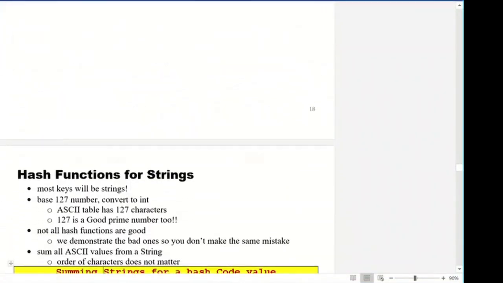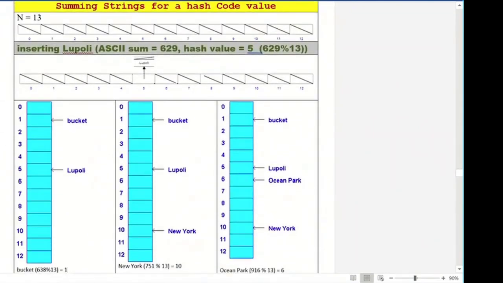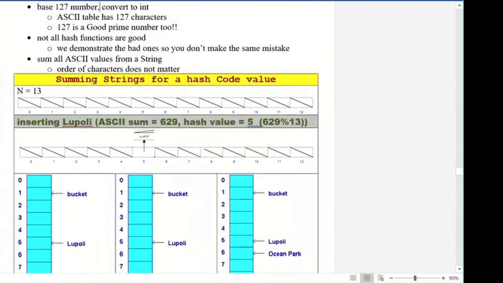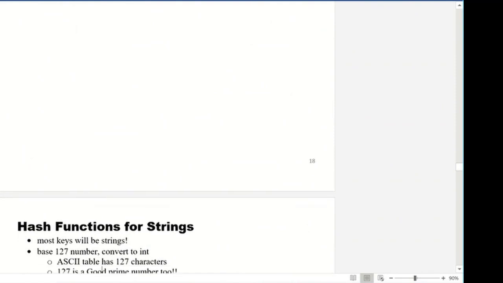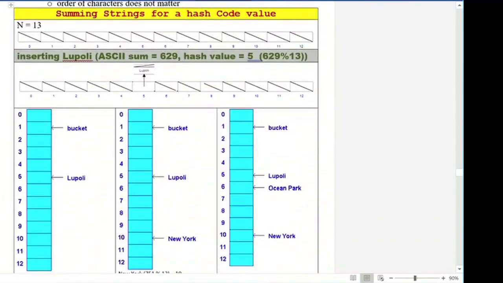So here's what it looks like. Let me do it this way. There we go. So what it's doing in this example, I don't think it did the prime. I think all it did was add it up. Let me just double check. Yes, that's all it did. So bear with me for a second. This really cruddy hash function just added up the ASCII values of "loopholey" to get 629, and then I hashed it, modulus 13, which gave me an index of 5, and that's where I put "loopholey." Then I did the same thing for Bucket, New York, and Ocean Park, which is out in California. I did the exact same thing over and over again.